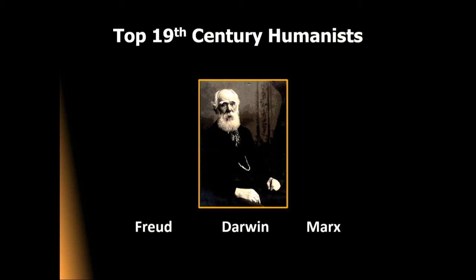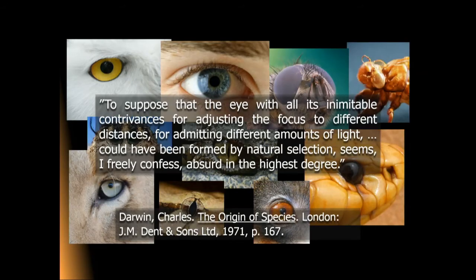He is really the last great humanist of the 19th century, and he is defended very vigorously by modern humanists. Just real briefly, for instance, the eye was difficult to explain from little changes. Darwin knew this. To suppose that the eye, with all its contrivances for adjusting and focus and everything, happened through evolution, he admits that's kind of hard to imagine.